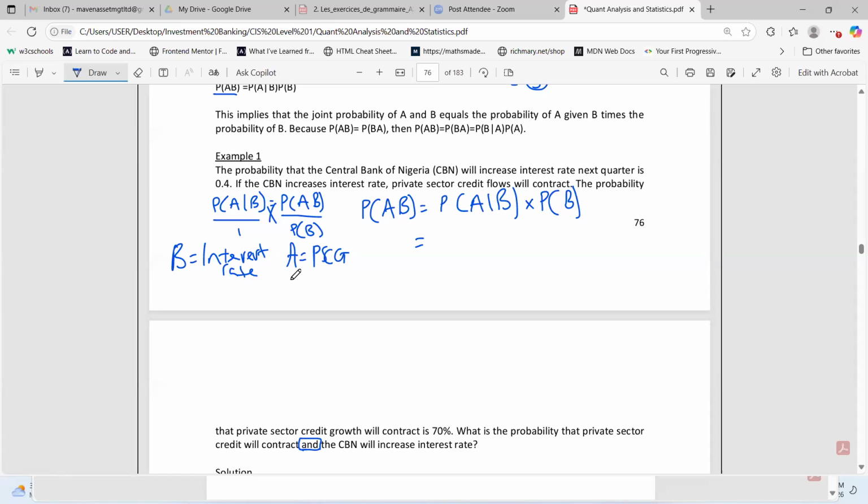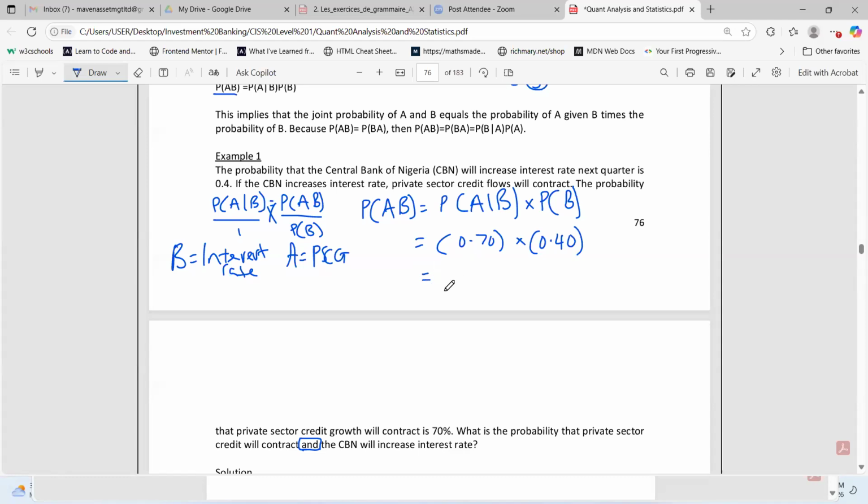So now that we have this established, let's just impute the values. What is the probability of A and B? The probability of A and B, we have said, is the probability of A when B is established multiplied by the probability of B. Now look at the question. When B is established, when the CBN increases interest rate, what happens to A? Private sector credit growth contracts by 70%. So your 70% is coming in here. Then I am multiplying that by the probability of B, which is your 40%.